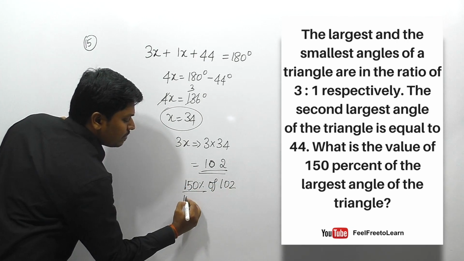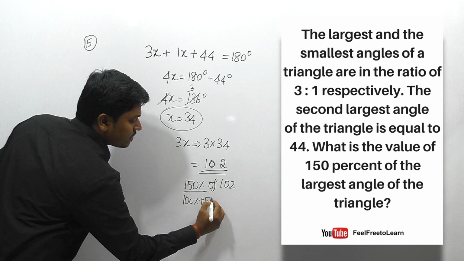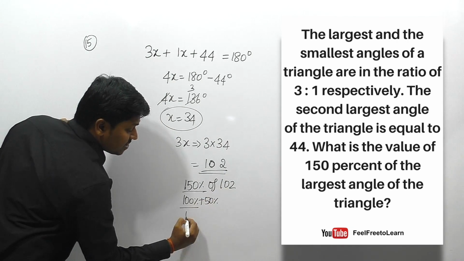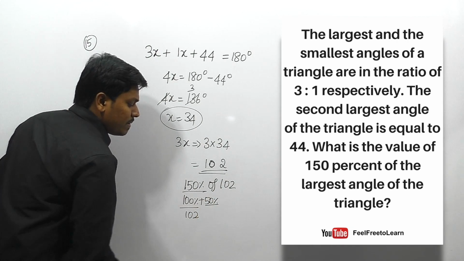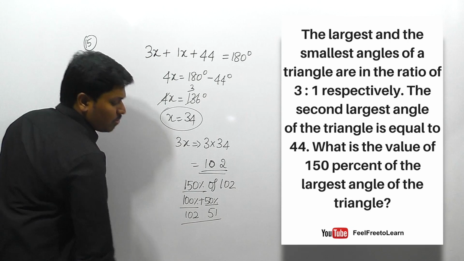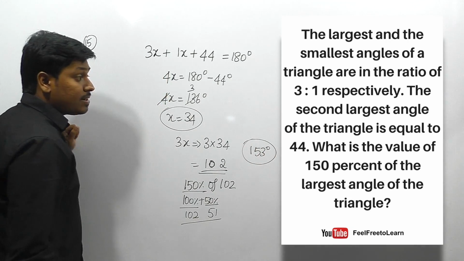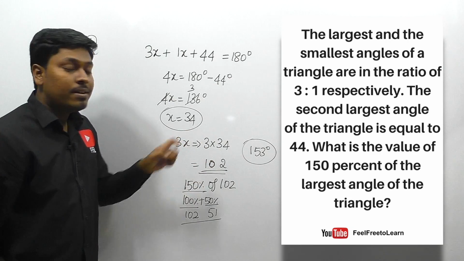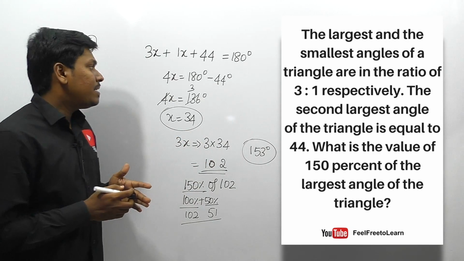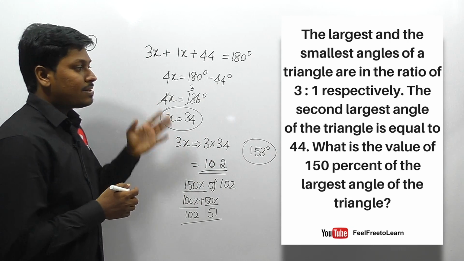So friends, this 150% can be done as 100% plus 50%. So 100% of 102 will be 102. So 50% will be 51. When we add both the values, the resultant answer will be 153 degrees. So 150% of the largest angle of the triangle will be 153 degrees, which is the answer for the last, 15th question in set number 3.